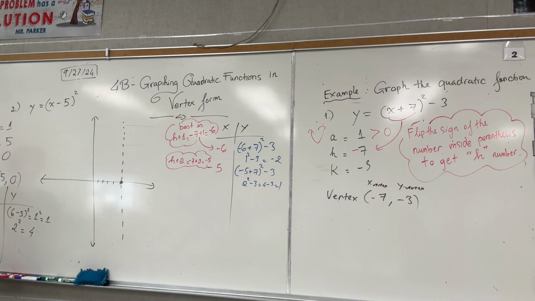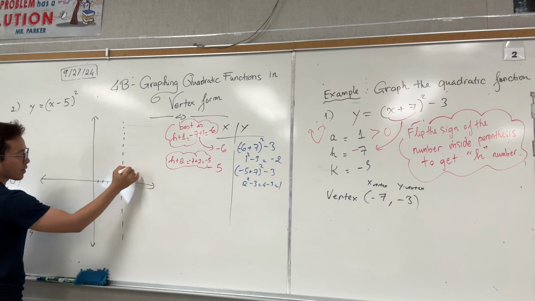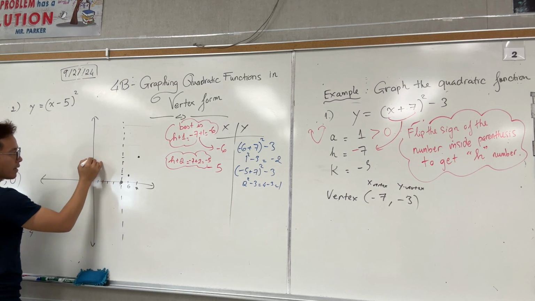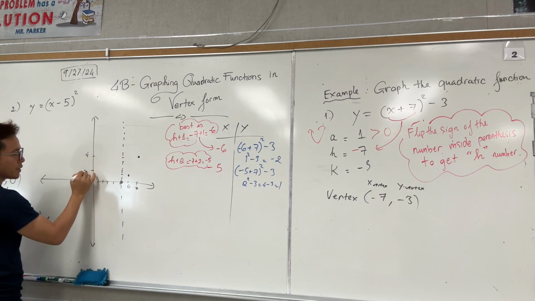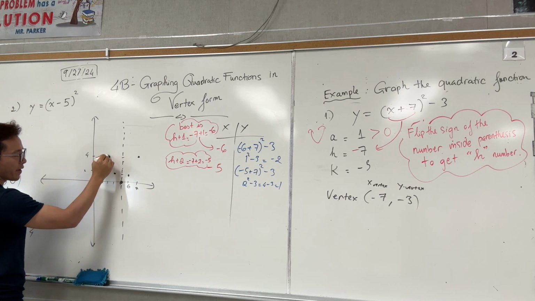So 6, 1, and 7, 4. Then 6, 7, 4, 2. Okay, so I reflect over here. I reflect another one over here.